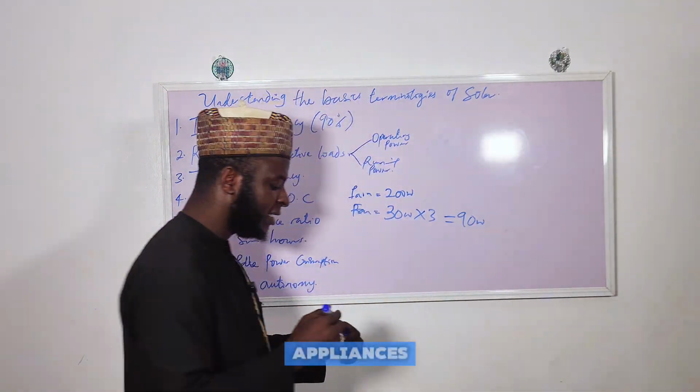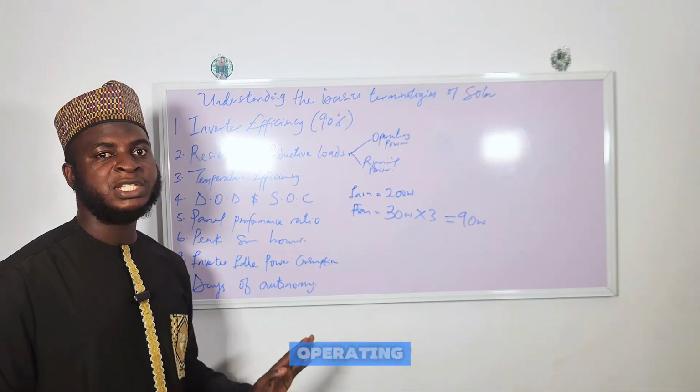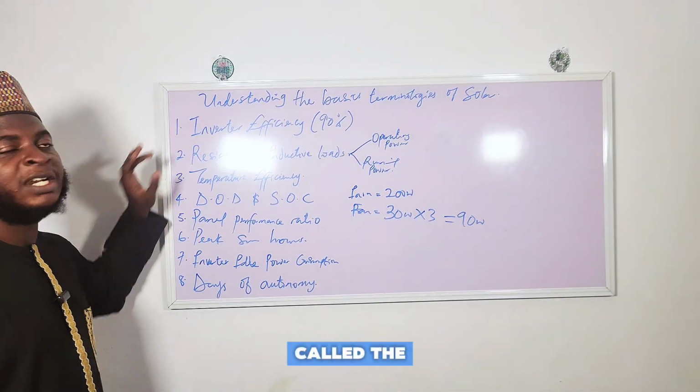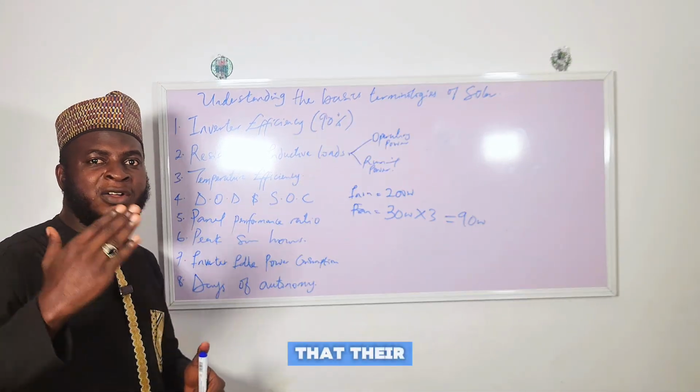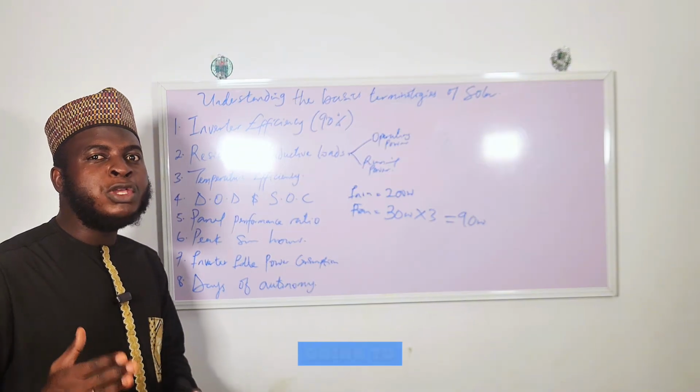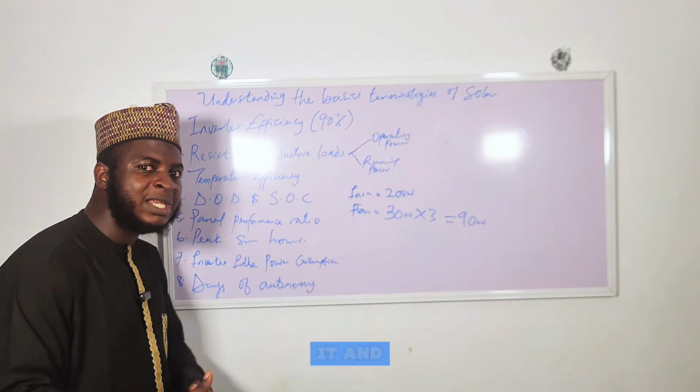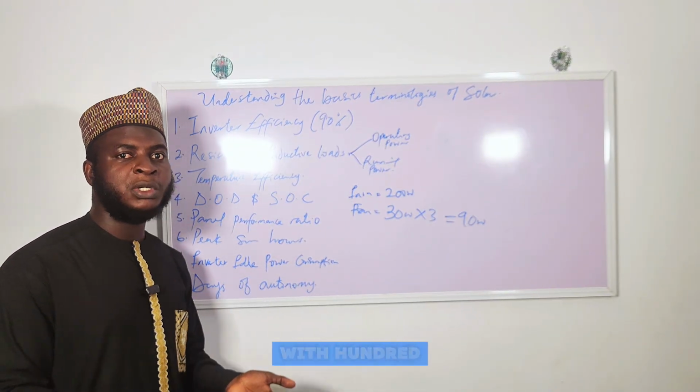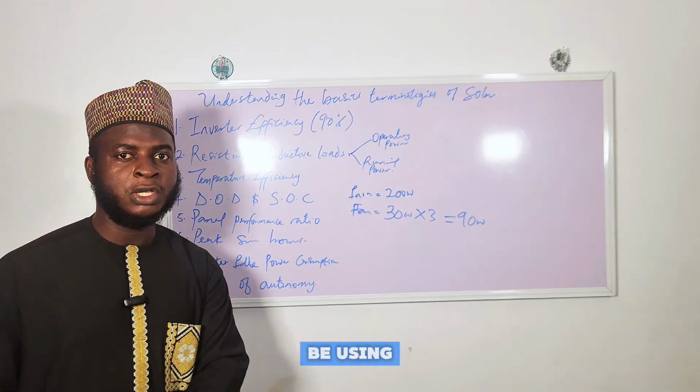Some of your appliances have a running power that is the same as their operating power, and these appliances are called the resistive loads. The rated power that they have is what they are going to be using to operate. They will start with it and end with it. Like your iron, it starts with 100 watts. No matter how long you use it, it will be using the 100 watts.